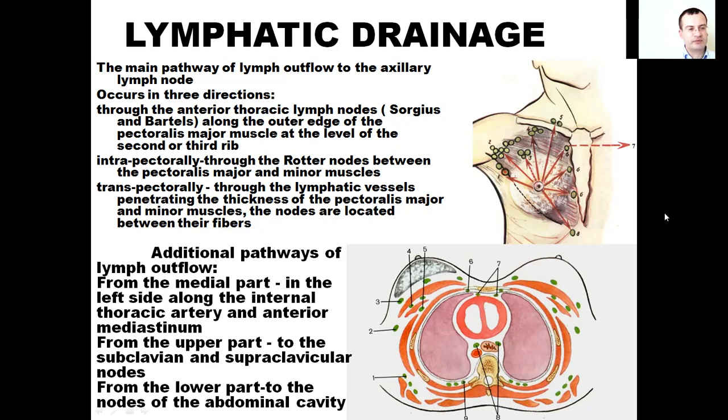Additional pathways of lymph outflow. From the medial part on the left side, along the internal thoracic artery and into the anterior mediastinum; from the upper part to the subclavicular and supraclavicular nodes; from the lower part to the nodes of the abdominal cavity.